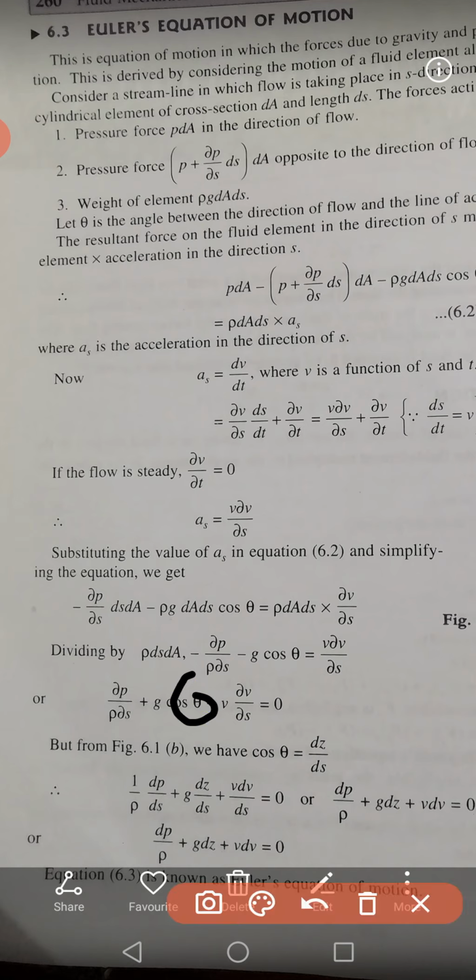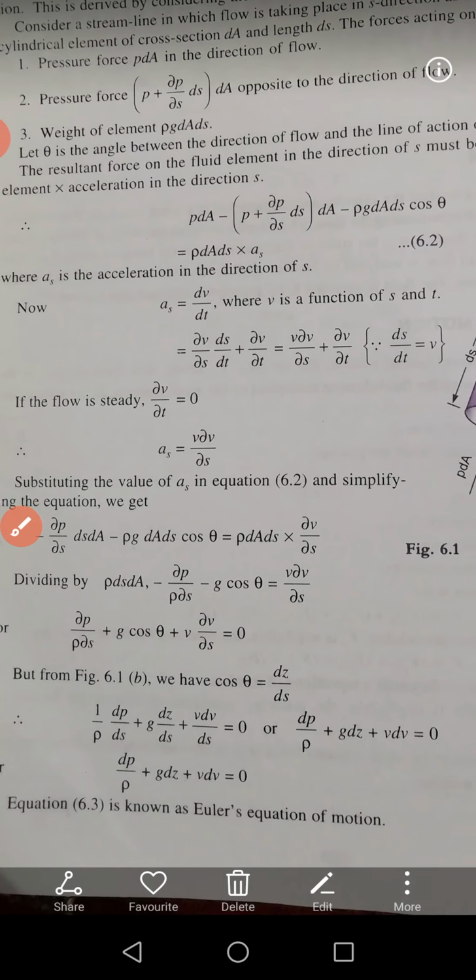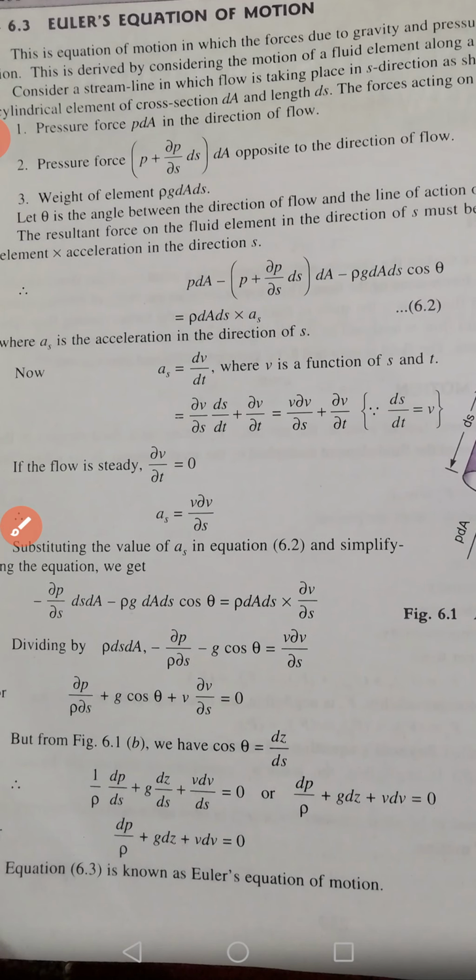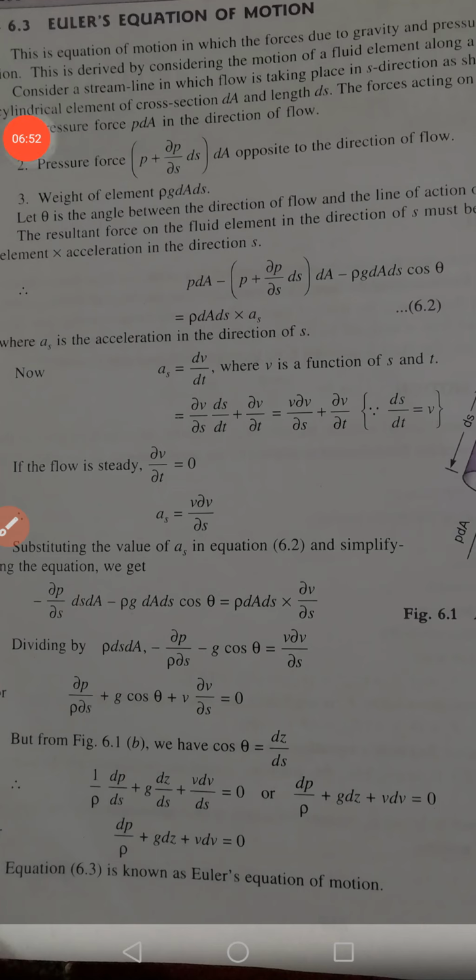So we will get 1 upon rho dp upon ds plus g dz upon ds plus v dv upon ds equals 0. On simplification, we will get the final value as dp upon rho plus g dz plus v dv equals 0, and this is the equation of motion. Thank you.